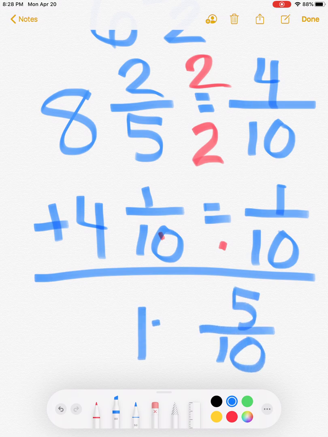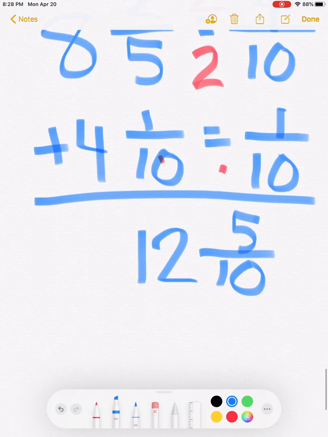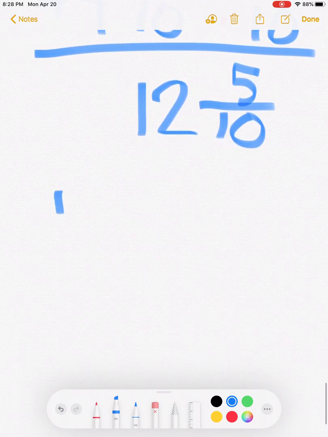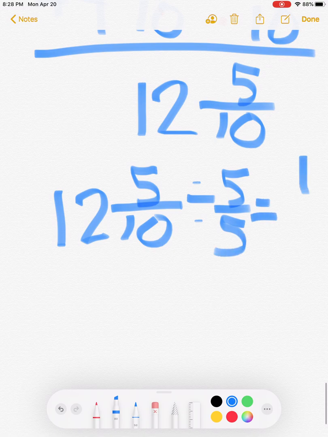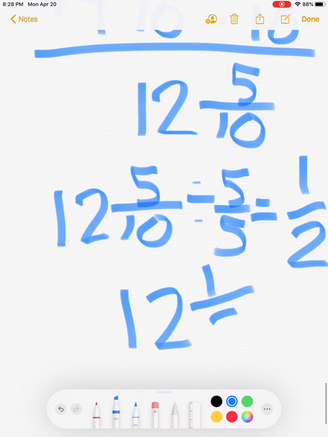8 plus 4 is 12. But oh, look, we can reduce this. 12 5/10. We can reduce the fraction part. We can divide both the top number and the bottom number by 5. And it becomes 12 1/2. When you simplify the fraction, it doesn't affect the whole number, okay? It does not.